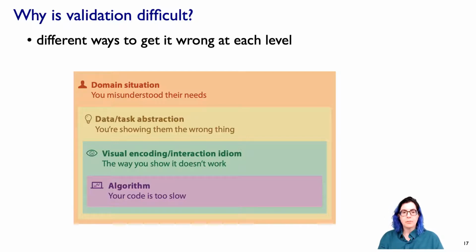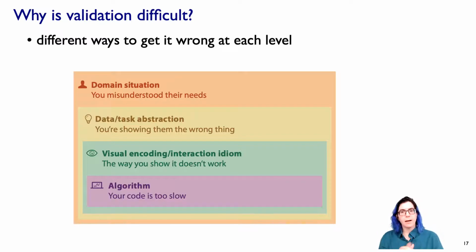Part of the data abstraction process is not just to draw what you're given, but possibly to transform the data guided by your understanding of the task, so that once you have the correct data abstraction, visually encoding that could actually help them. But if you're showing them the wrong thing, then the best visual encoding in the world can't solve their problem.